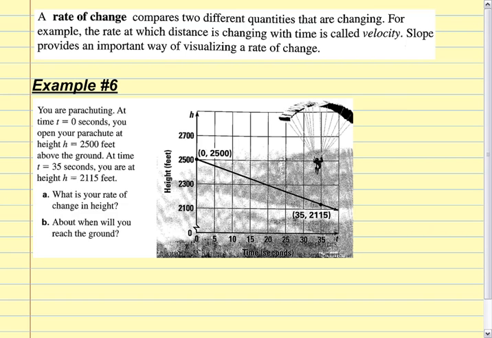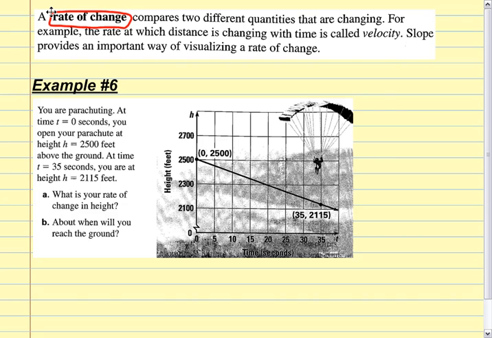Okay, now this is important because you're going to hear it definitely in your calculus classes, you're going to hear it in physics, okay? And that is the rate of change. Rate of change is the same thing as slope. What is the rate at which this graph changes? A rate of change compares two different quantities that are changing.